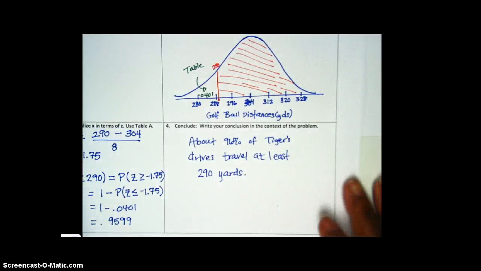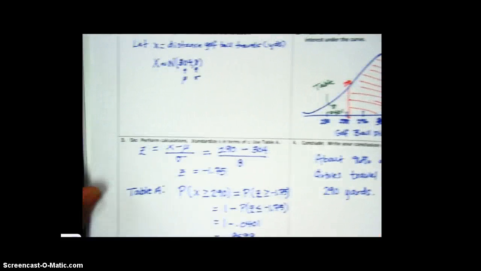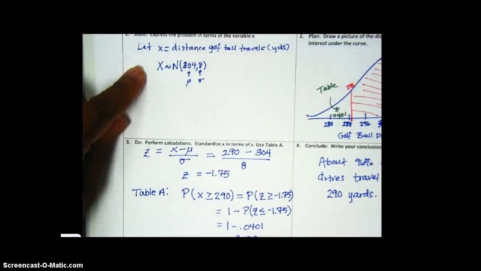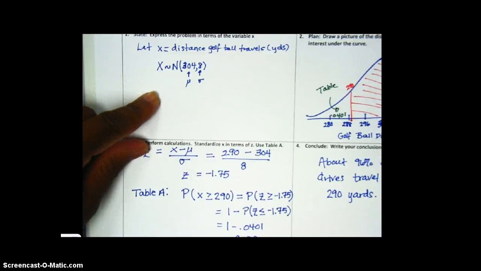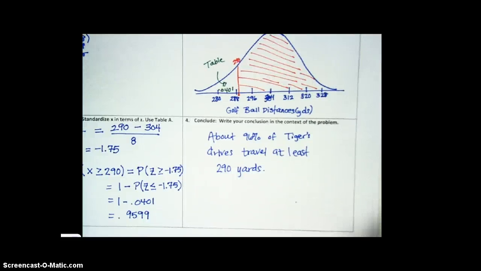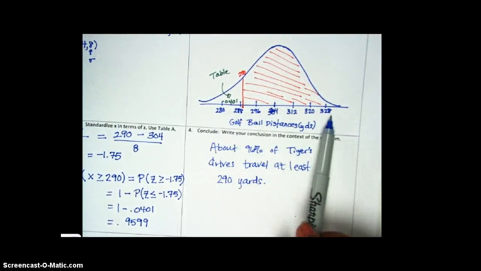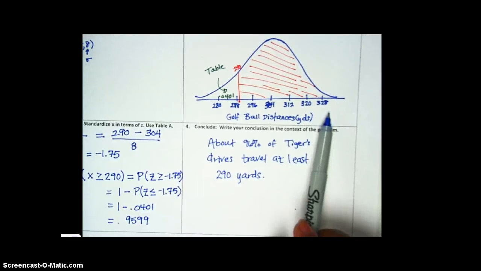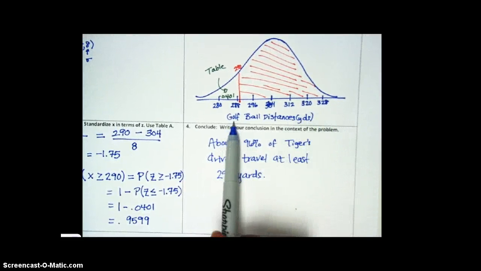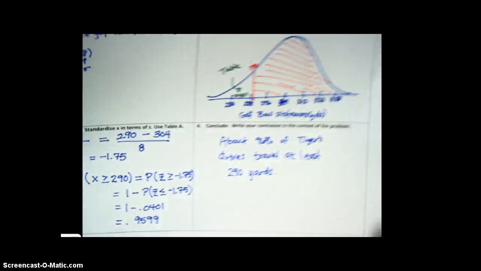So again, to review, we have state: define the variable, describe its distribution. Plan: draw the symmetric normal curve, label according to standard deviations. Yes, that is all required. Label so that we know what the values represent.